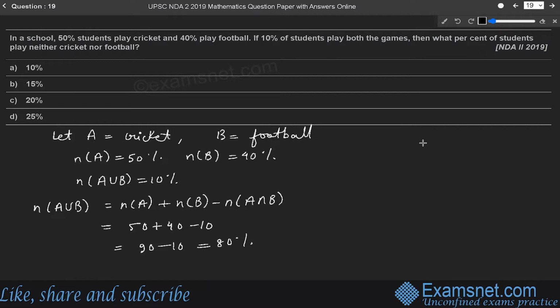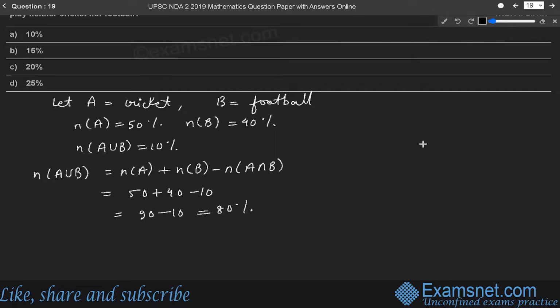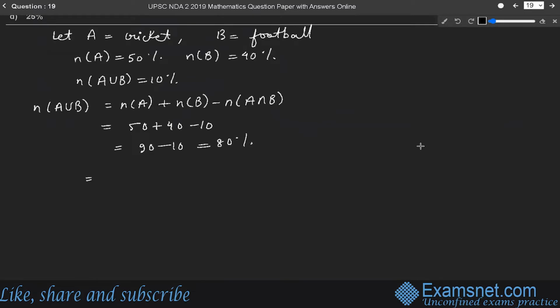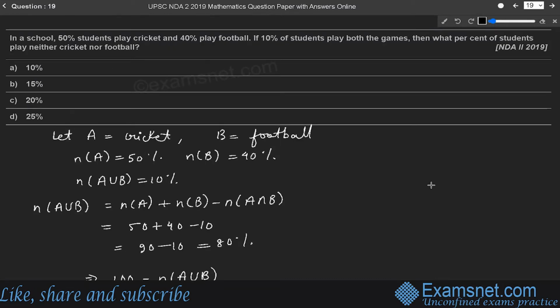Now the percentage of students playing neither cricket nor football will be 100 minus n(A ∪ B). So it will be 100 minus 80 percent, which is equal to 20 percent. This is the percent of students playing neither cricket nor football. So we can say that the correct option here is option C, which is 20 percent.